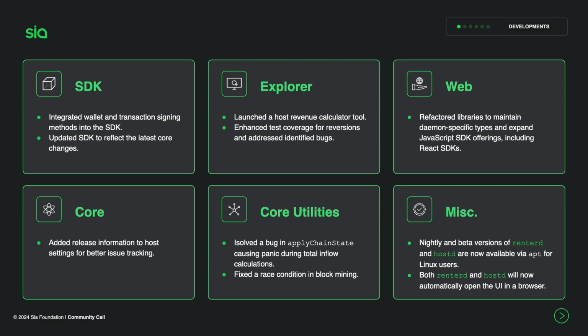For core, we've added release information to the host settings, specifically noting the version. So for example, hostd version 1.1.1. The enhancement will facilitate easier tracking of version-specific issues in our core software. Core utilities, we have resolved a minor bug in the apply chain state function, which previously caused a panic when calculating the total inflow. Additionally, we've addressed a small race condition issue that occurred during the mining of blocks.